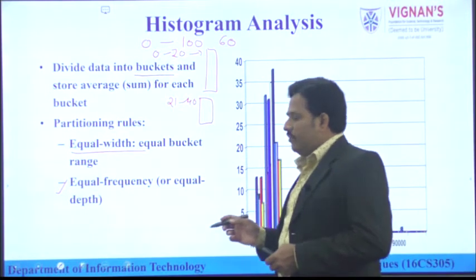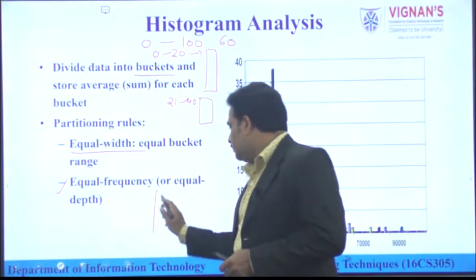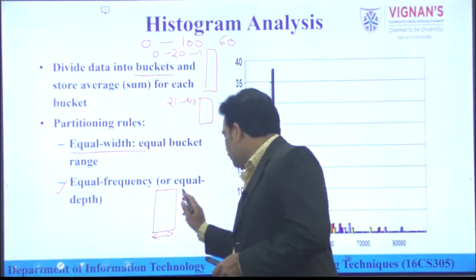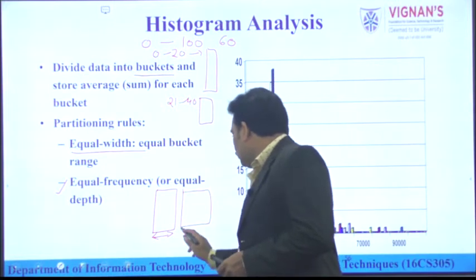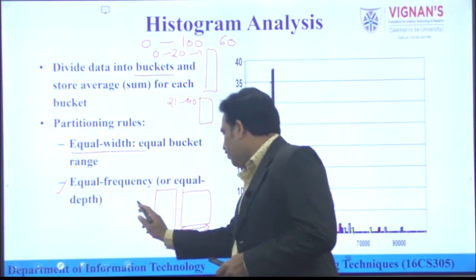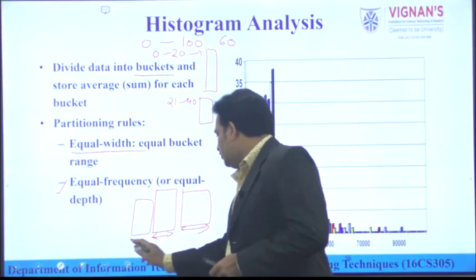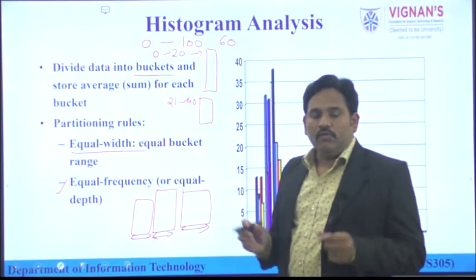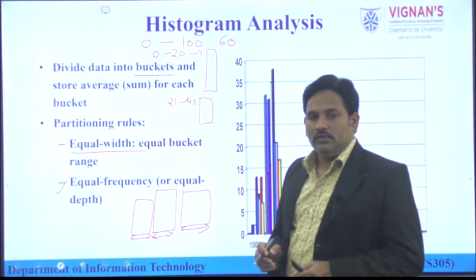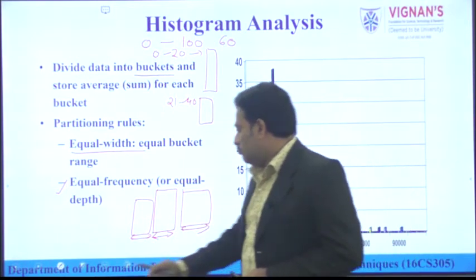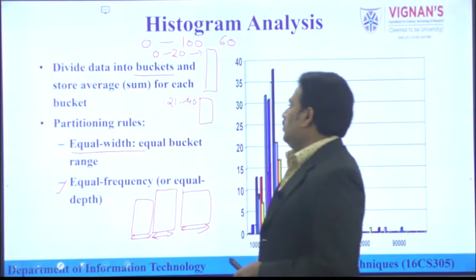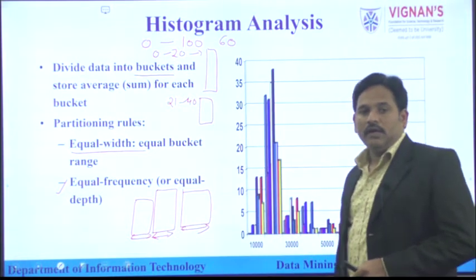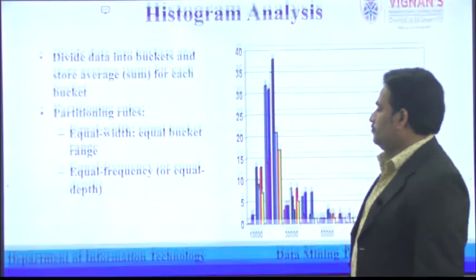So in equal width, every bucket will have equal size like this. Every bar width will be the same. The height may differ. When it comes to equal frequency, here we want to take an equal number of values in each and every bar. So this is the way of reducing the data under the non-parametric approach.